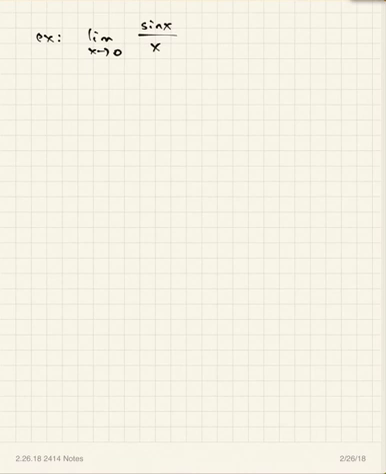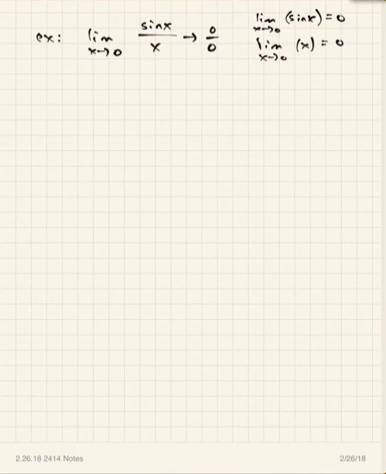Well, that's an indeterminate form, right? When you try substitution, you get 0 over 0. In the numerator, the limit as x goes to 0 of sine x, using substitution, is 0. And in the denominator, the limit as x goes to 0 of just x is also 0 using substitution. So this is an indeterminate form, 0 over 0. But see, there's no algebra you can use to evaluate this limit.